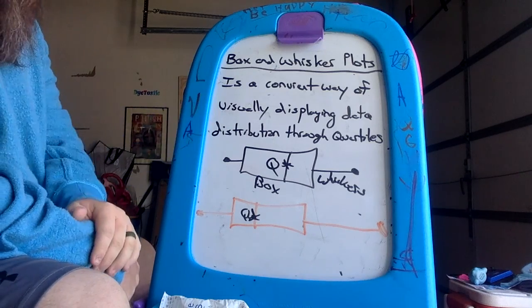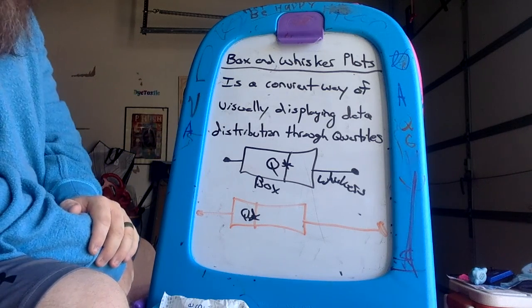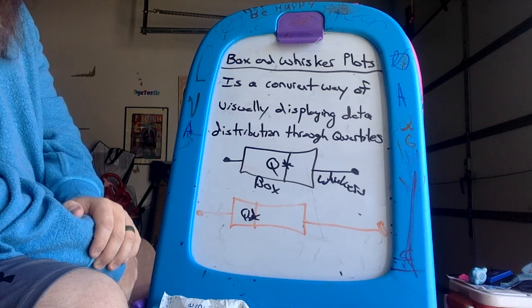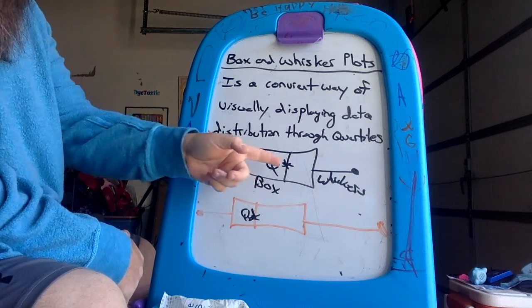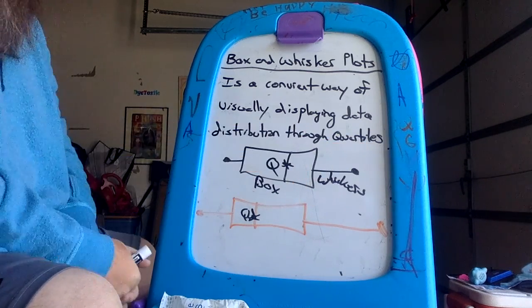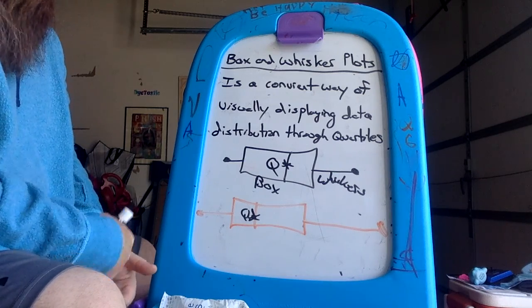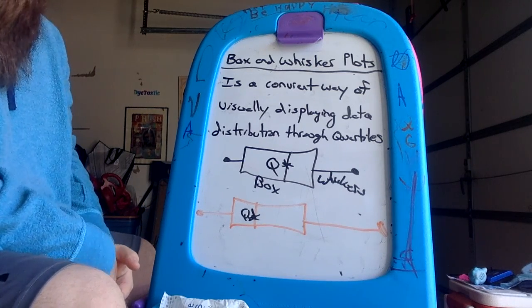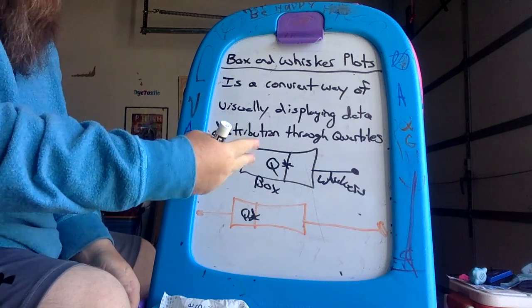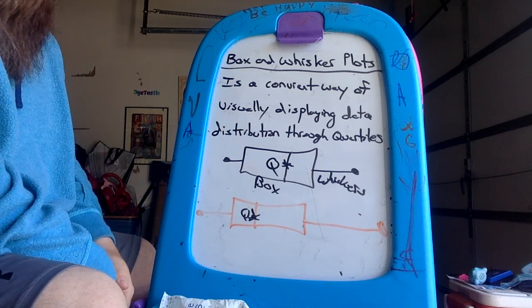So this is the overview: a convenient way of visually displaying data distribution through quartiles, which is in between the box, and then the whiskers are what goes on the side. Just think about a cat. And then in my next video I will demonstrate how to find the box and whisker and how to relate the numbers according to a number line.